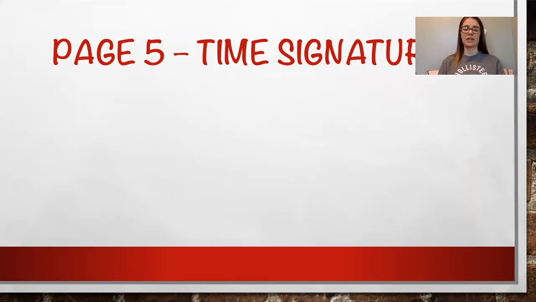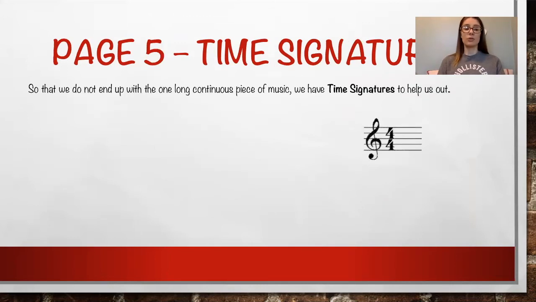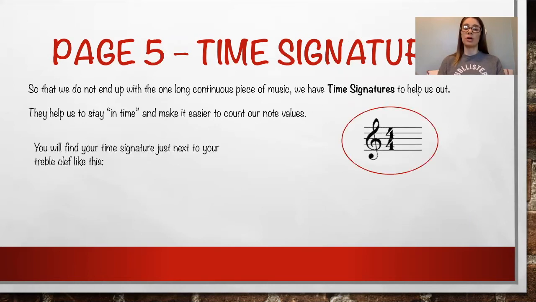Page 5, time signatures. So that we do not end up with one long continuous piece of music, we use time signatures to help us out. They help us to stay in time and make it easier to count our note values. You will find your time signature just next to your treble clef like this.